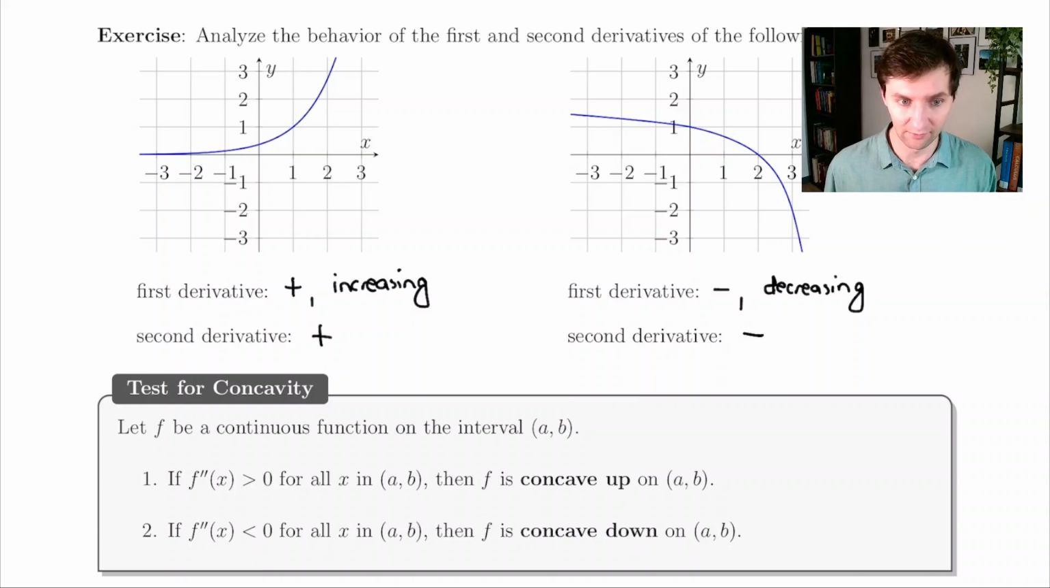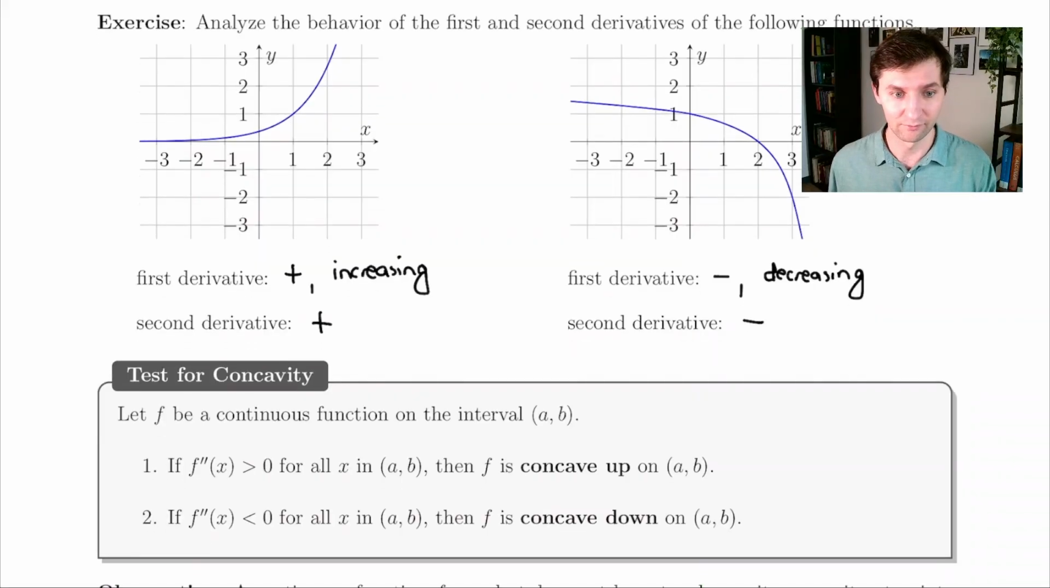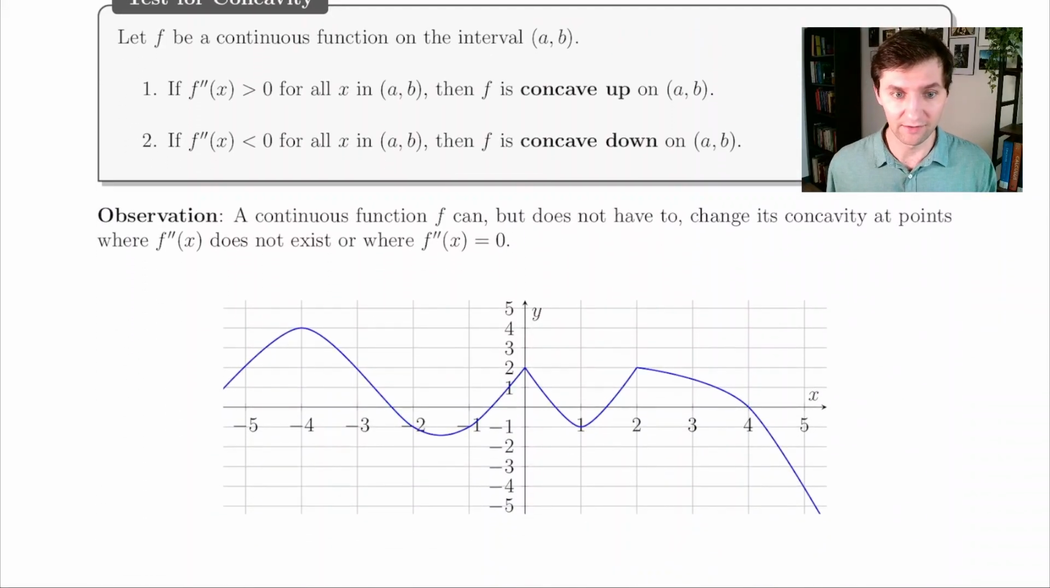What happens then when the second derivative is 0 or the second derivative doesn't exist? When the second derivative is positive, the function is concave up. When the second derivative is negative, the function is concave down. When the second derivative is 0 or doesn't exist, that is the place where the function can possibly change its concavity, but it does not have to. Take a look at the next example.